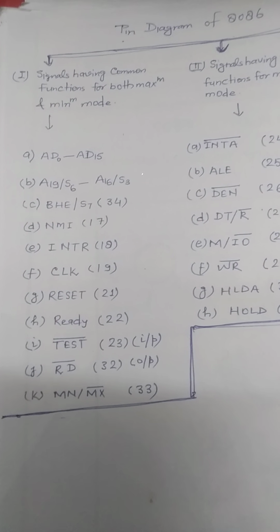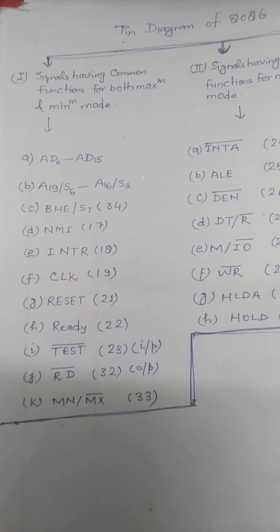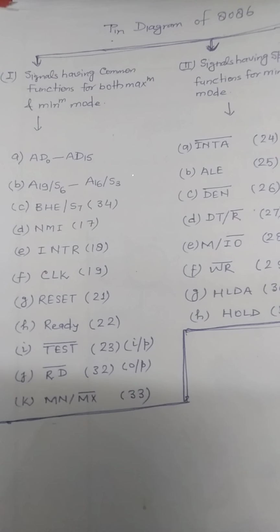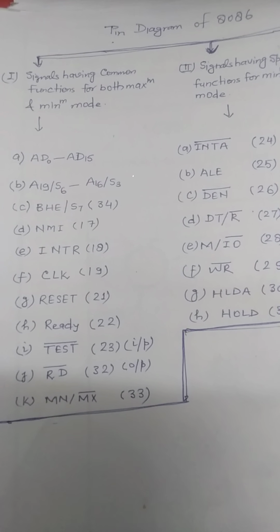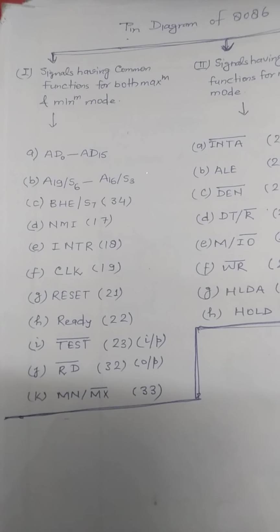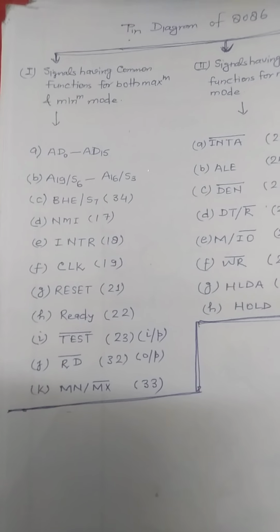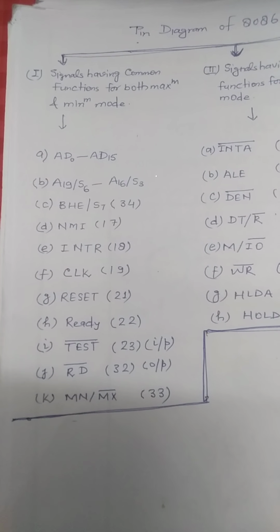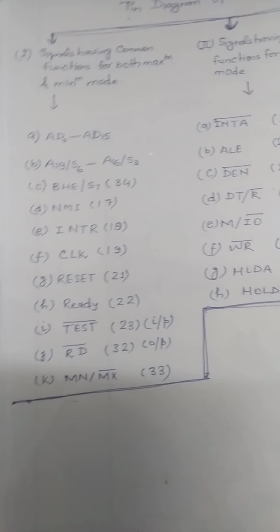Next is MN/MX bar, that is minimum/maximum mode. It is at pin number 33, and this pin is used to differentiate whether the microprocessor operation is in minimum mode or in maximum mode. When the signal on this pin is high, then the microprocessor operates in minimum mode, and when the signal is low, then it will operate in maximum mode.